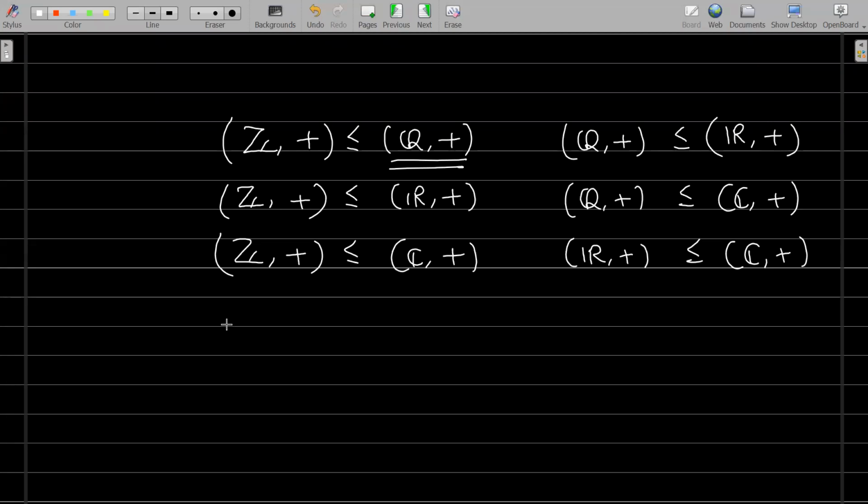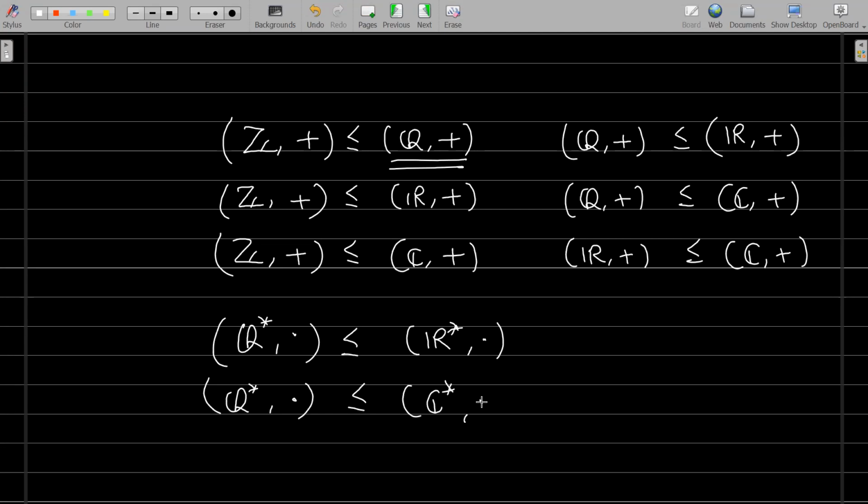Now, similarly, we can talk of multiplication. For example, Z star is not a group, but Q star is a group. So Q star dot is a subgroup of R star dot. Even I can say Q star dot is a subgroup of C star dot. We'll see some more nice examples of subgroups of C star today. Then similarly, R star dot is a subgroup of C star. All of you fine up to this?